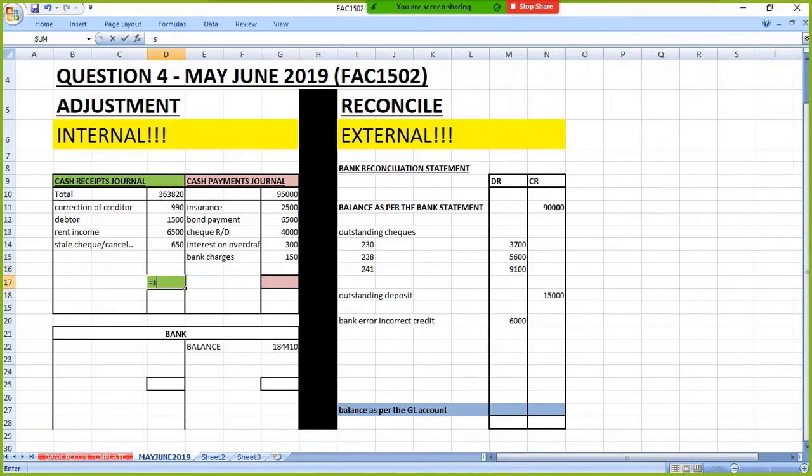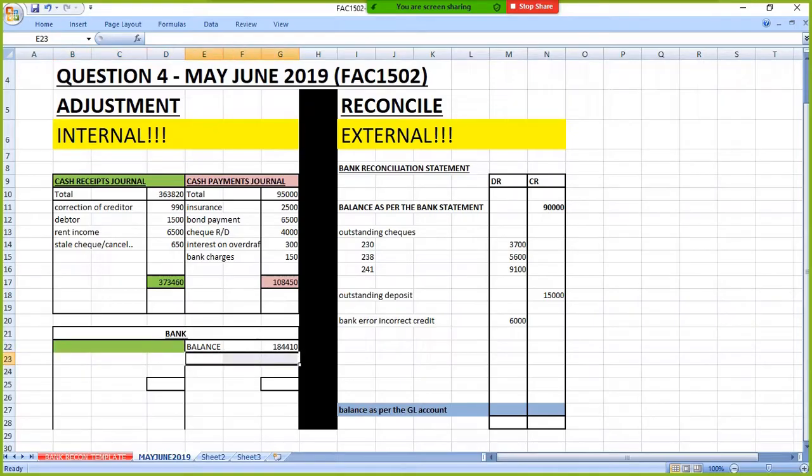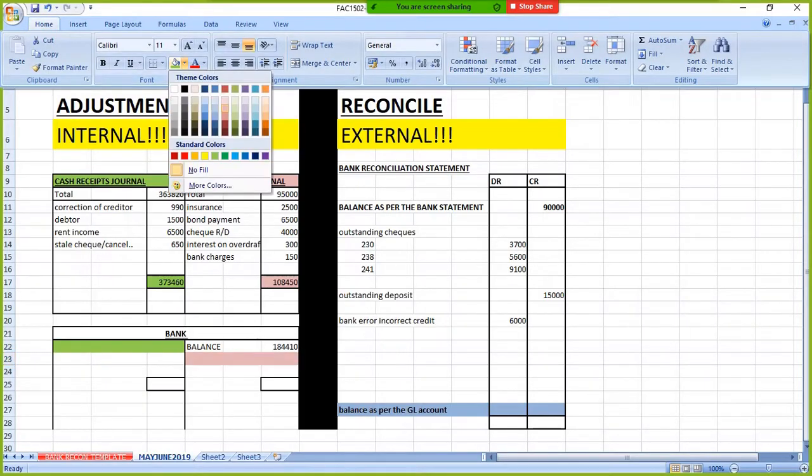Right. Now you've completed the question. Now you need to check. Sum up the left. Sum up the right. Okay. Right, your receipts will increase your bank. Your payments will decrease your bank.